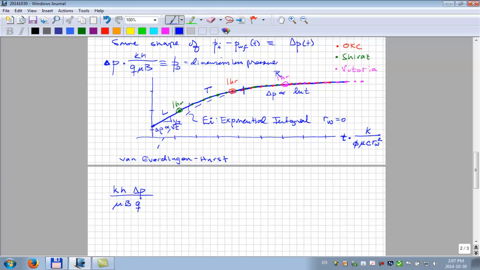It's actually a dimensionless pressure drop. Okay, so I learned that later. But it's a dimensionless pressure drop, not dimensional. We call it dimensionless pressure, but it's a dimensionless pressure drop.